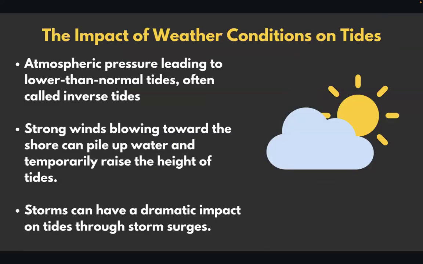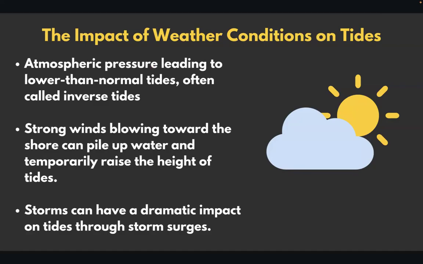So, moving on to the impact of weather conditions on tides. Tides are not just influenced by celestial forces; local weather and atmospheric conditions also play a crucial role. One major factor is atmospheric pressure. When a high pressure system develops over an area, it can push down the ocean surface, leading to lower than normal tides, often called inverse tides. Conversely, low pressure systems, like those in storms, can cause water levels to rise higher than usual.